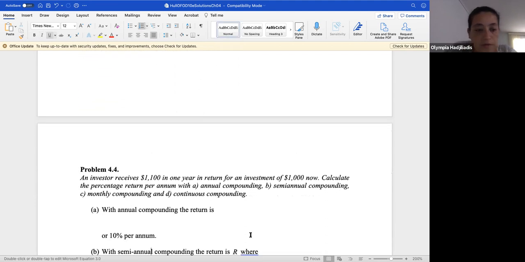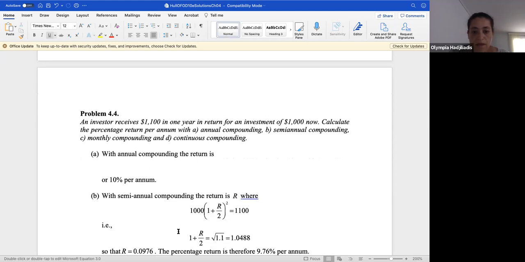So problem 4.4. An investor receives 1,100 in 1 year in return for an investment of 1,000 now. Calculate the percentage return per annum with annual compounding, with semi-annual compounding, with monthly compounding, and with continuous compounding. With annual compounding, the return is 10% per annum, because 1,100 is 10% higher than 1,000.